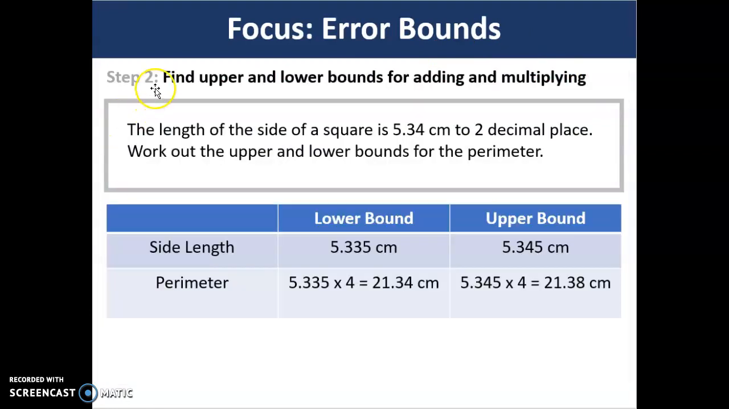Okay, moving on. So step 2, we gotta find the upper and lower bounds for adding and multiplying. So let's say you give an example like here. It says the length of the side of a square is 5.34 to 2 decimal places. So work out the upper and lower bounds for the perimeter. So again, same deal. You know 2 decimal places, so you're going to take the rule of 1, divide by 2. So you have a lower and upper. And because you're talking about multiplying, your lower bound is going to be this one times 4, to get that. And your upper bound is going to be this one times 4 to get that.